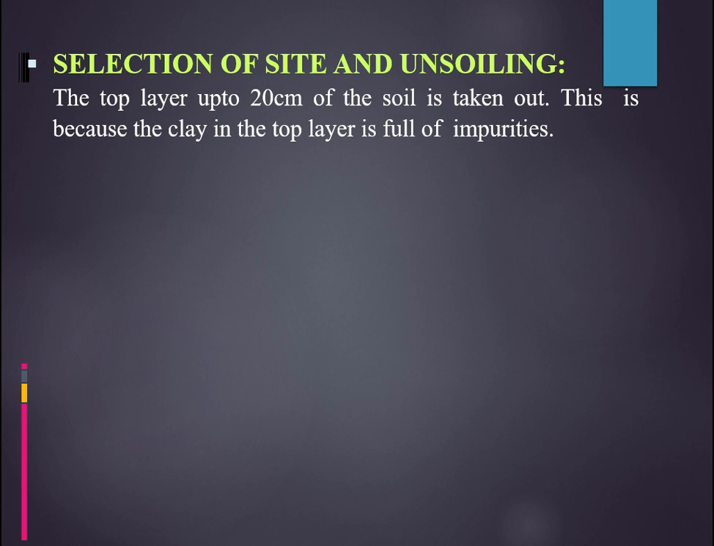And coming to unsoiling, unsoiling means that whatever clay you want to use to manufacture brick, you shouldn't use the top layer. Why? Because the top layer of the soil or the clay will consist of some impurities, like it may contain some gravel, or some coarse sand, or else lime or kankar particles, or any organic matter. That's why we do not use it.